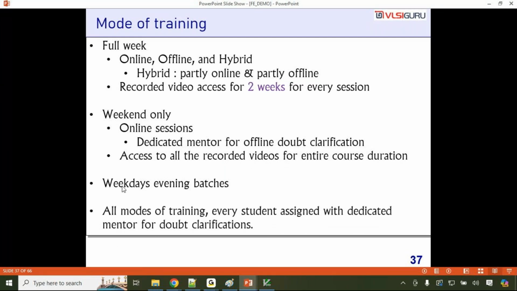Weekday evening batches are generally offered only when we have minimum strength. We should have a minimum strength of 10 people to run a batch. Then we can offer weekday evening batches also.